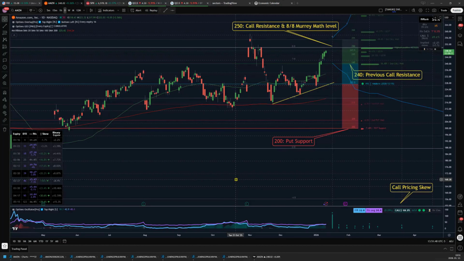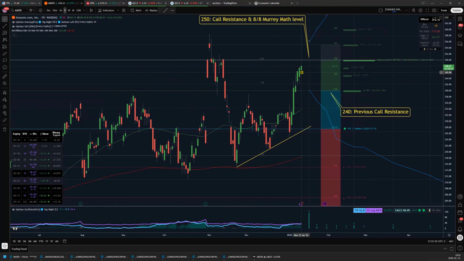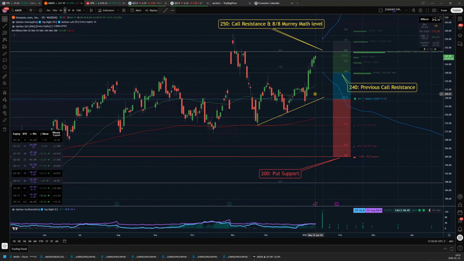I'm back again. It's Monday. Let's look at the price of Amazon. On the daily chart, you can see that the market is going higher. We are very close to the 8/8 MurrayMath level and the newly created 250 call resistance on the upside. As you can tell, the previous call resistance was broken. It created a call gamma squeeze, and right now the current target is 250.